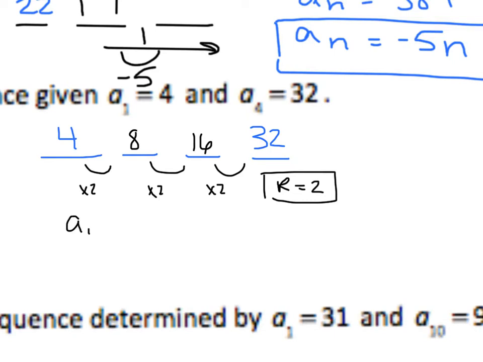So now that I have a sub 1 equals 4 from the problem and my ratio equals 2, my equation is going to be a sub n equals 4 times 2 to the n minus 1.